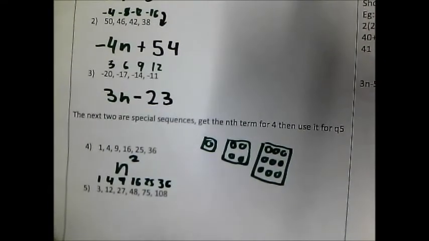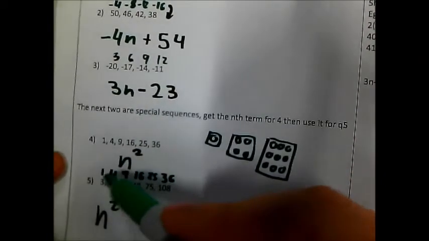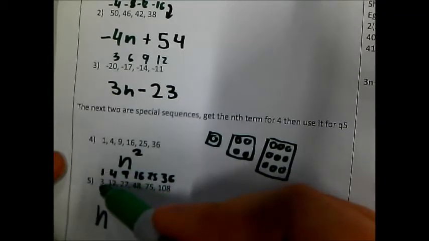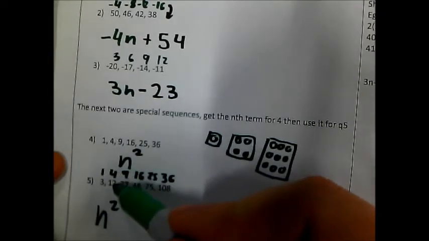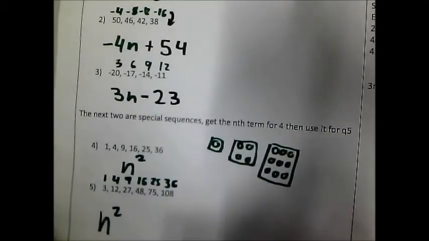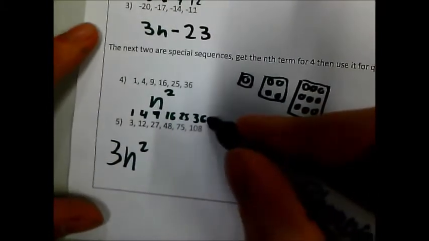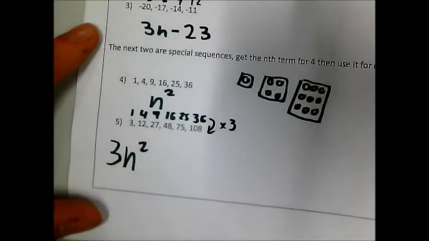Now it's just a matter of spotting how I go from n squared to this number. If I add 2 to 1, I get 3, but if I add 2 to 4, I do not get 12, so it's not adding. To go from 1 to 3, I might want to multiply by 3: 1 times 3 is 3, 4 times 3 is 12, 9 times 3 is 27. So all I want to do is n squared multiplied by 3, or just 3n squared. So I multiply everything there by 3. And that is that sequence done.